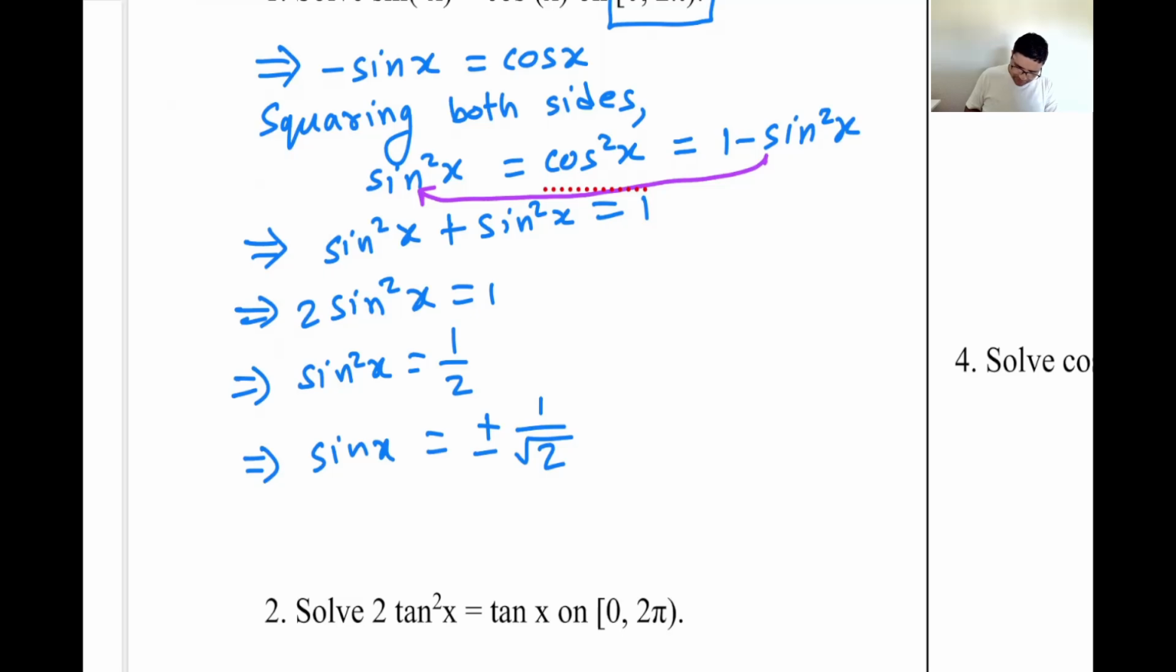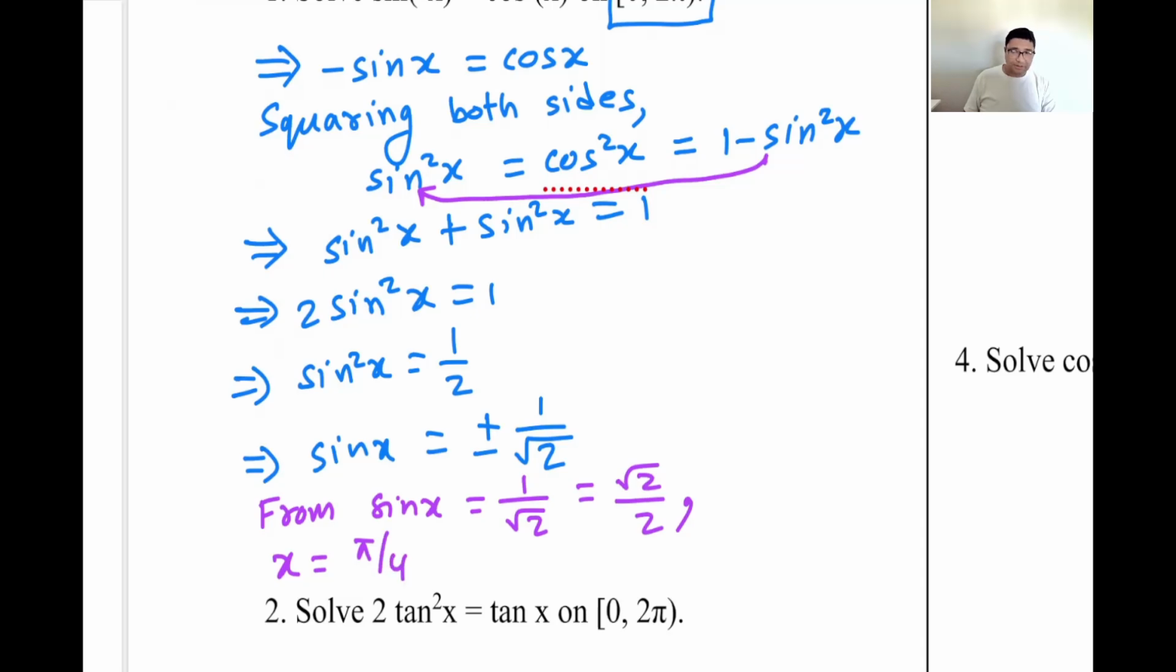Let's do that one by one. From sin x equals 1 over root 2, the positive value there, which is root 2 over 2, if that is easy for you to remember. You can say the values of x are what? Pi over 4 in the first quadrant and 3 pi over 4 in the second quadrant. Now, this is your basic knowledge from the unit circle. Sin x is positive in the first quadrant and second quadrant.